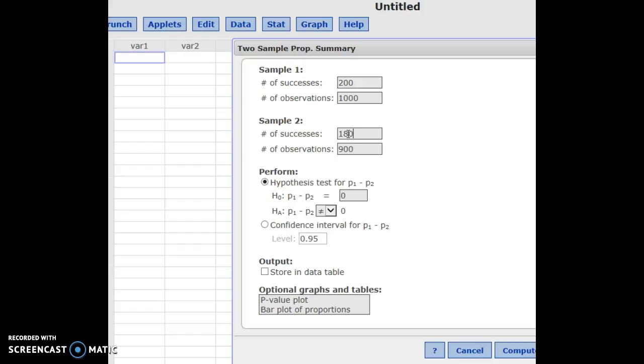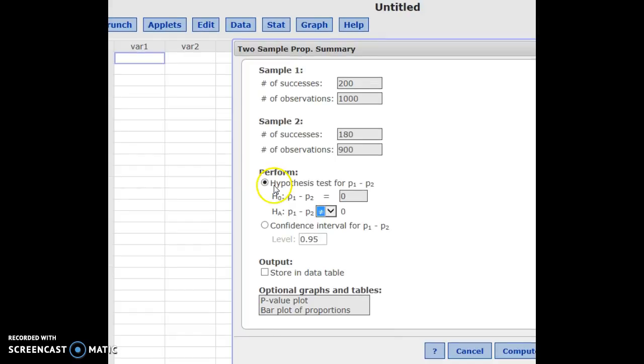So you would type your summary information in, and then you can come down here and either perform a hypothesis test or build a confidence interval. If you're doing a confidence interval, make sure you enter in the correct confidence level in the box. If you're doing a hypothesis test, pay attention to your null and your alternative hypothesis here. Typically, our null hypothesis is that the proportion from each sample is going to be equal to each other. And so if they're equal, when you subtract them from each other, you should get zero. That's our typical null hypothesis.